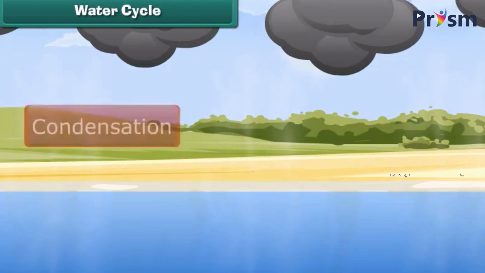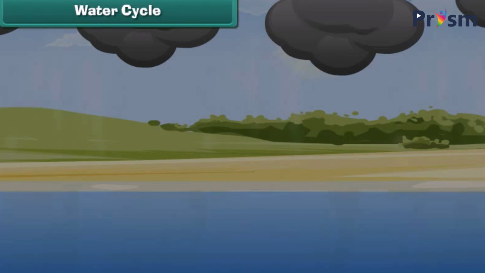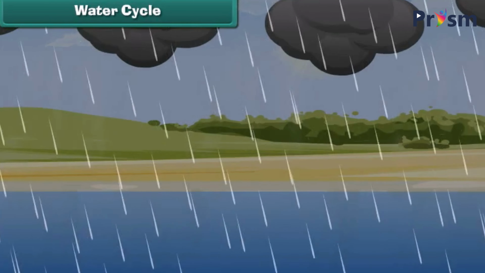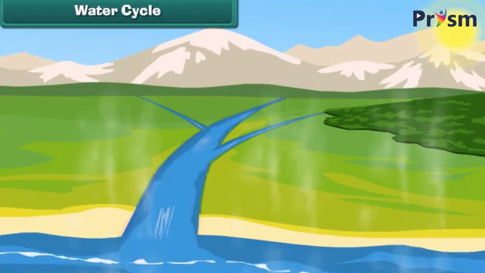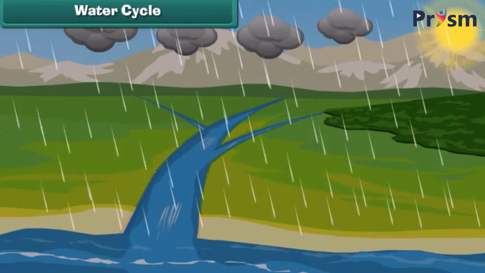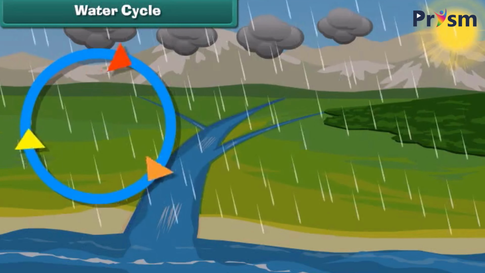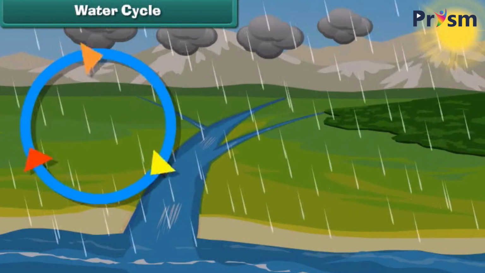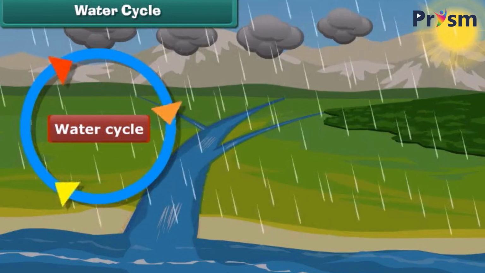This is called condensation. When the water molecules in clouds begin to collect, they form bigger droplets and fall down as rain, snow, or hail, depending upon the temperature. This is called precipitation. Finally, the water reaches the water bodies and gets collected there. Well, you can see water is constantly cycling from land to air and back to land again. This process is known as the water cycle. Therefore, kids, water on our Earth will never come to an end.